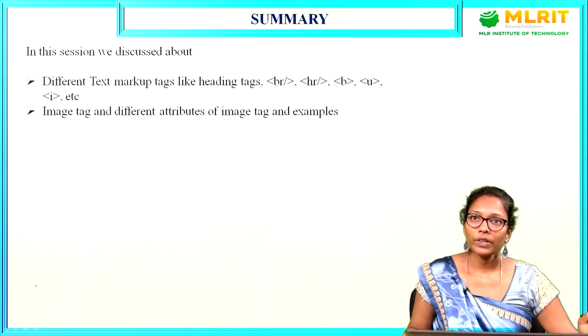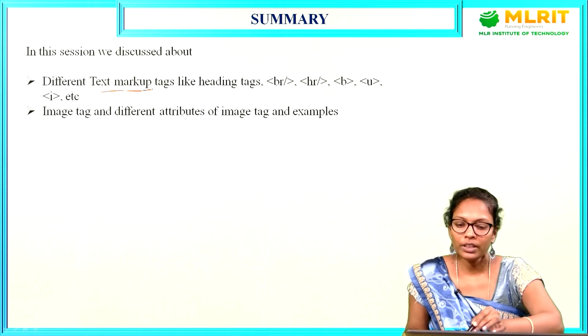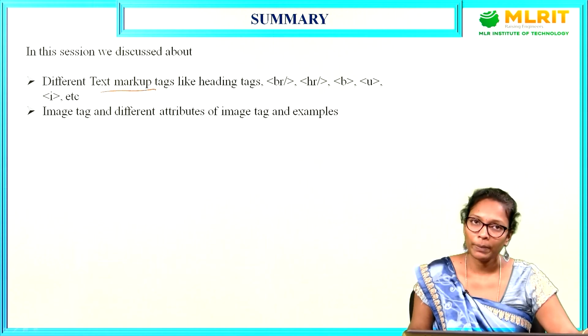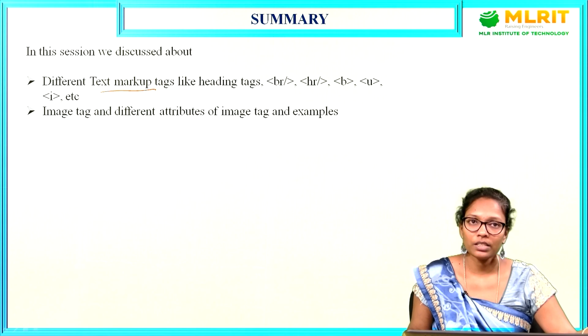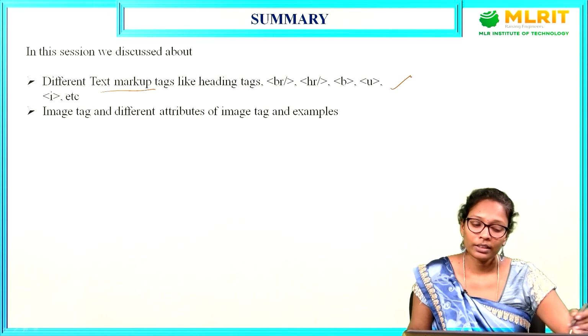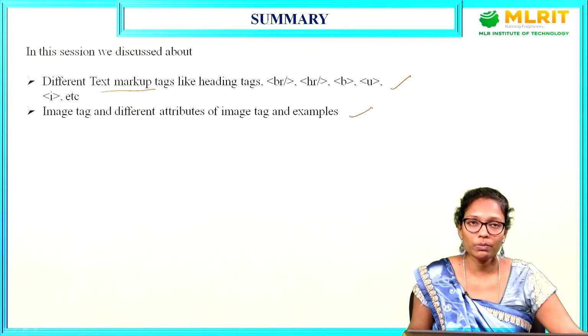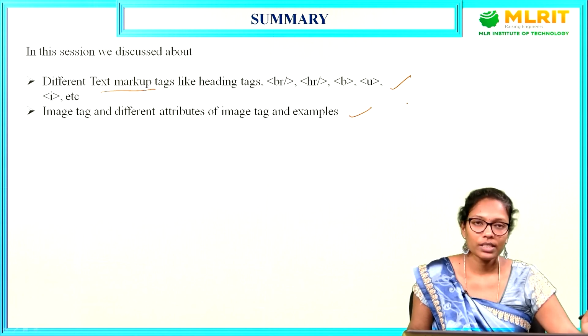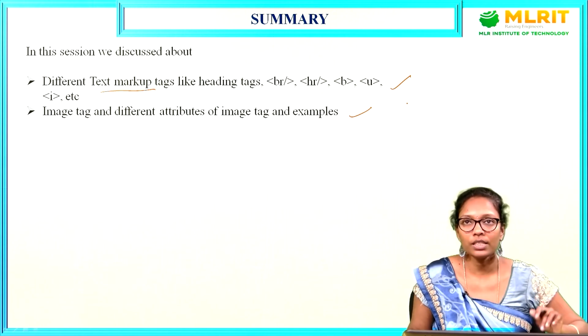In this video, we discussed different text markup tags like the paragraph tag, different heading tags, different font styles like underline, italic, and bold, the break tag, and horizontal row. All those things we discussed with examples. Later we discussed the image tag and its different attributes like source and alternative, width and height, with an example. What will happen if the image is available, and what will happen if the image is not available, we have seen in this video.